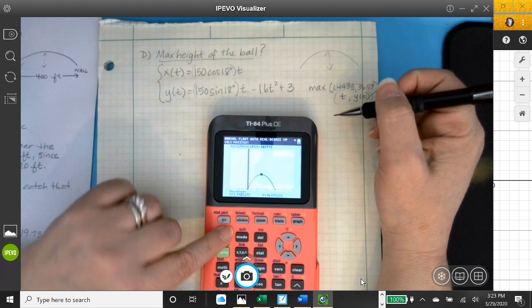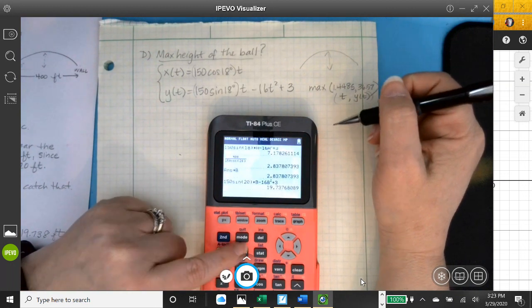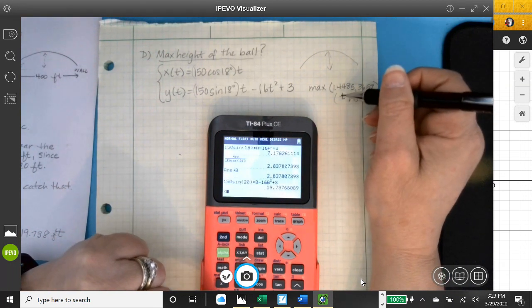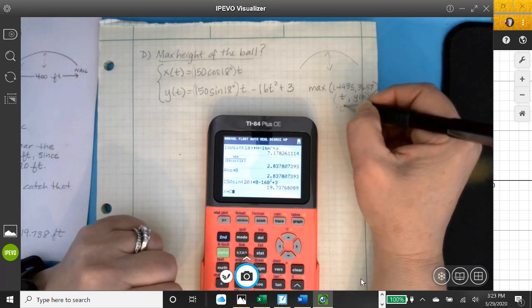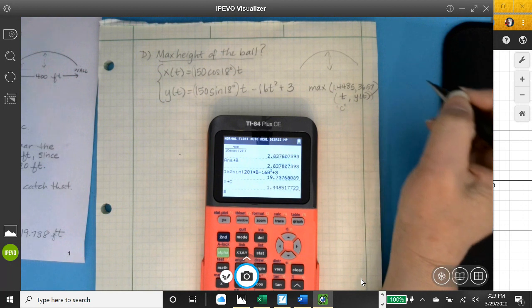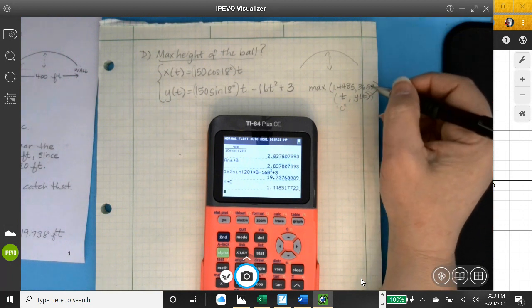Now I'm going to go second quit, and I'm going to store x, because that's the time that it happened, into alpha C, so that I remember that, okay? So that's the time, and this is the max height.